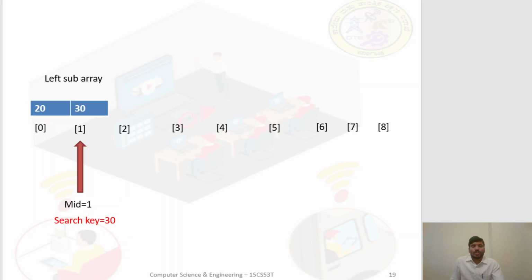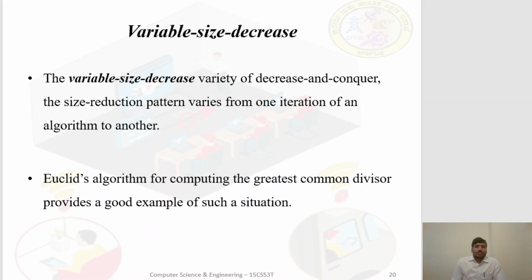Understood students? So this binary search example is the variation of decrease by a constant factor. Okay students, now let us discuss the third variation, that is variable size decrease. In the variable size decrease variety of decrease and conquer, the size reduction pattern varies from one iteration of an algorithm to another.